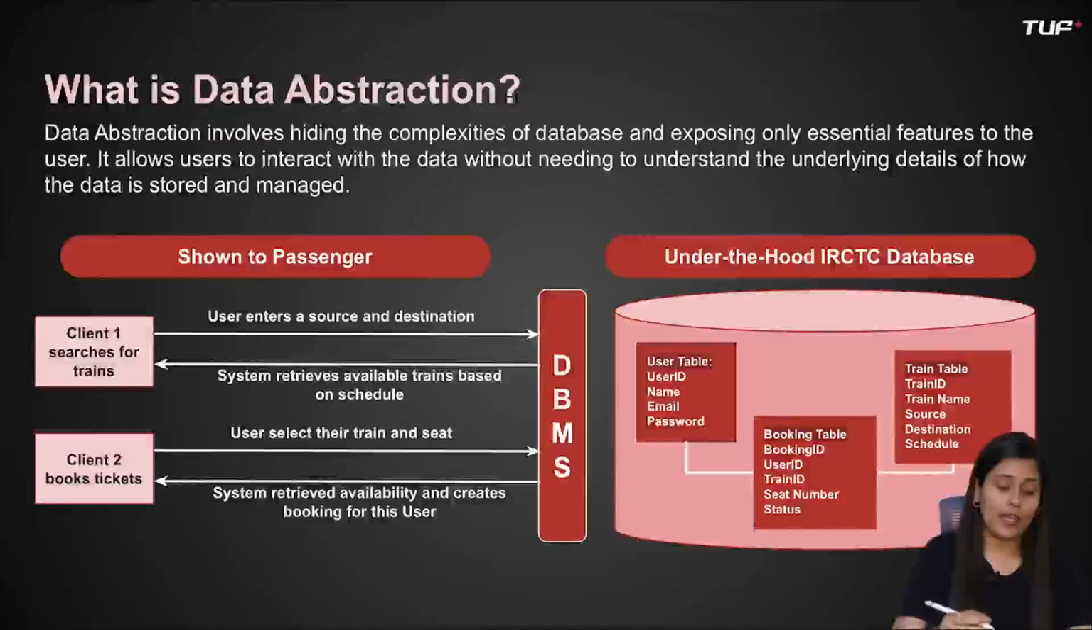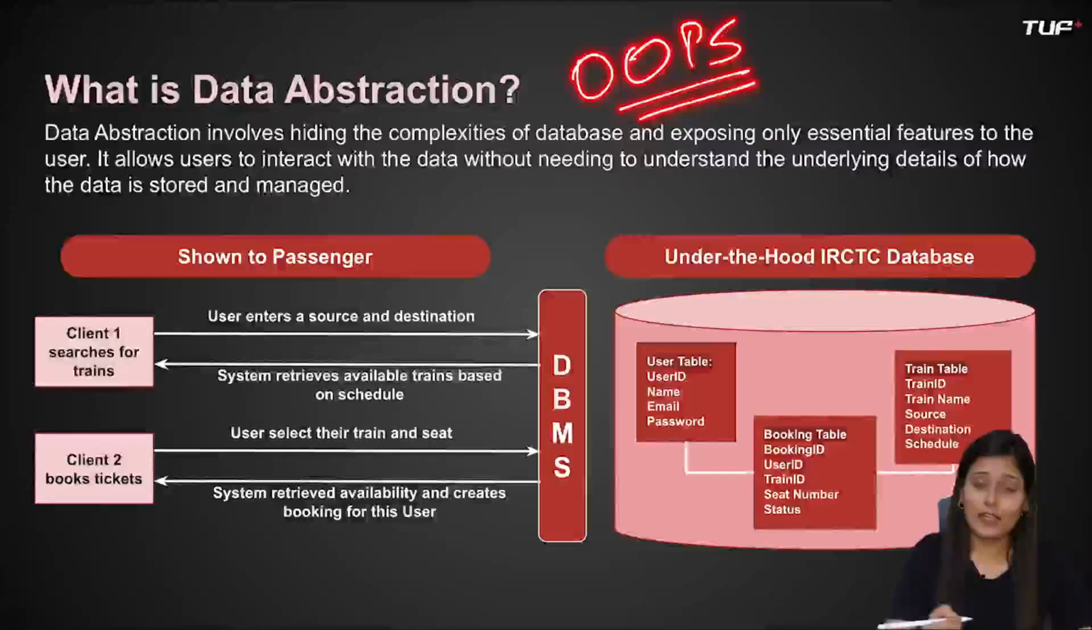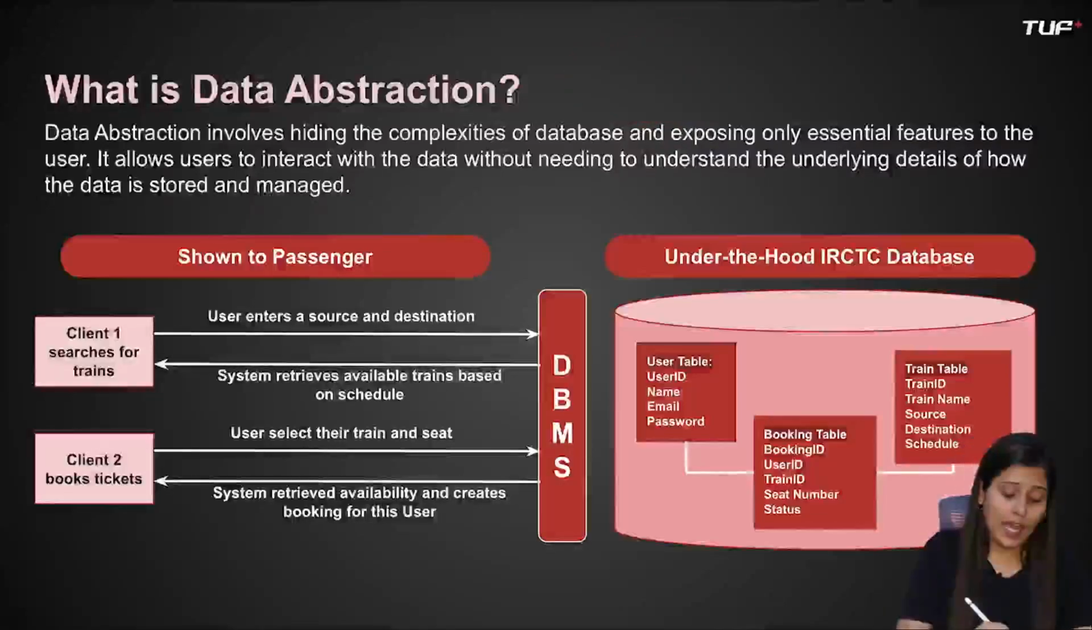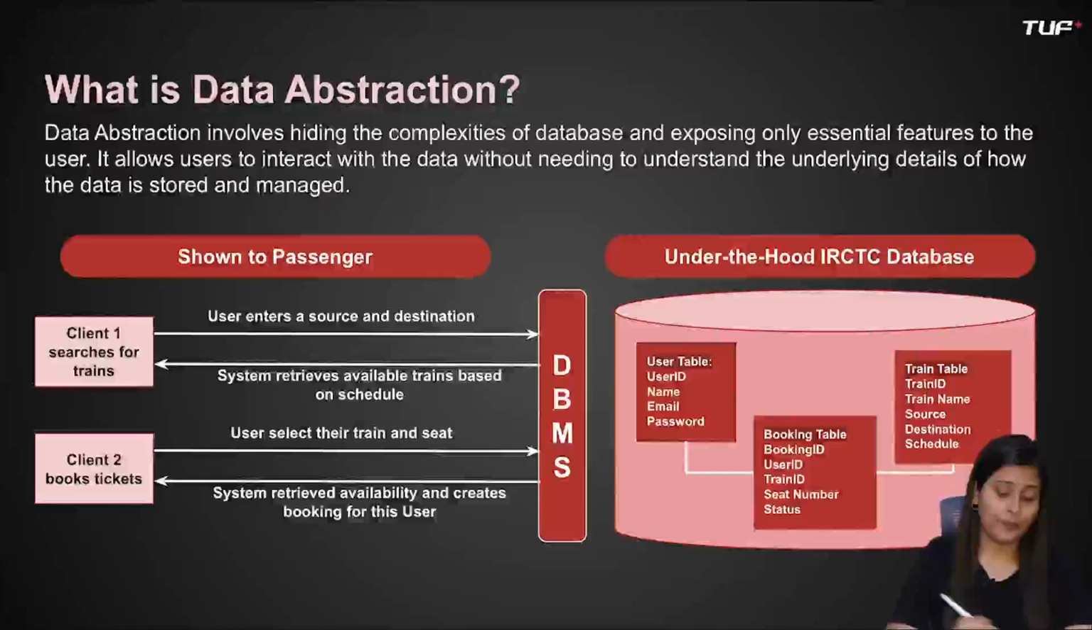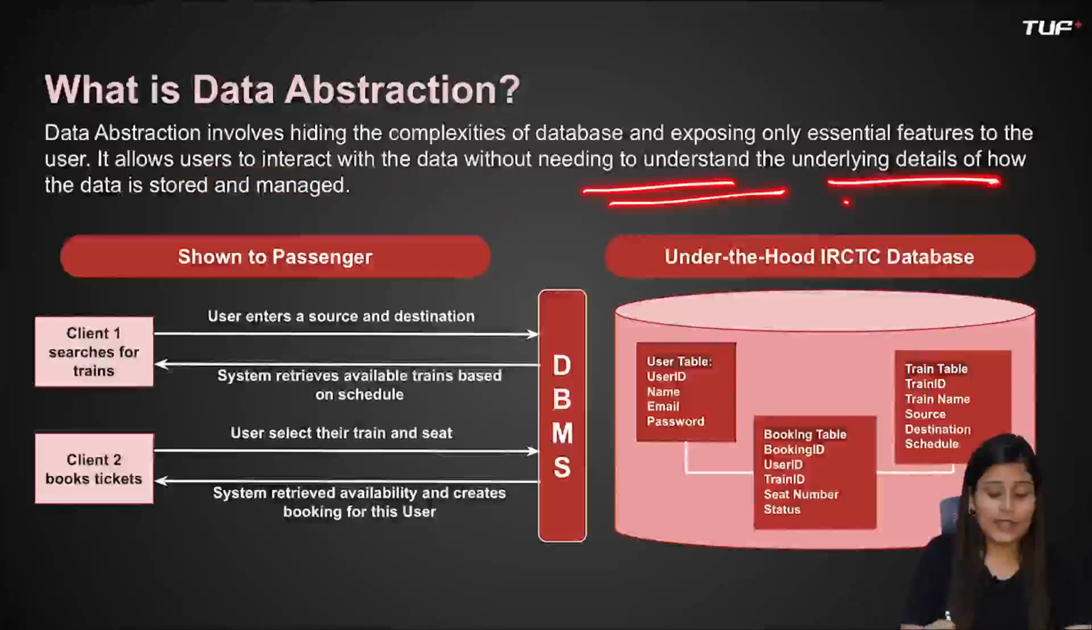So we have already learned in OOPS concept that abstraction means hiding the complexity and exposing only the essential features to the users. So all the complex things, calculations, we have to hide from the user and show them only the required things which they need to understand. It also allows users to interact with data without needing to understand the underlying details.